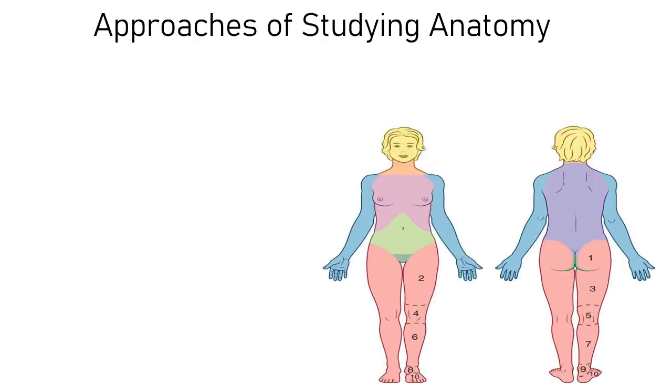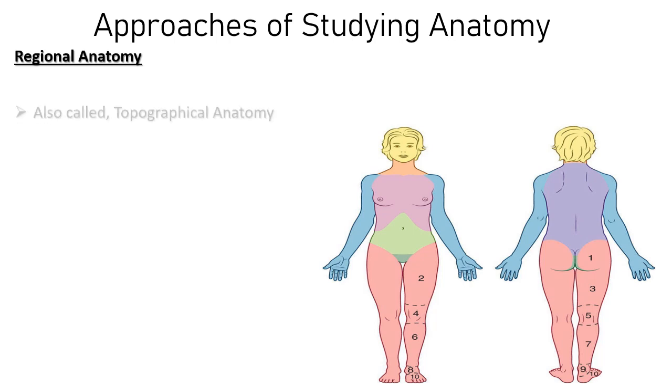So in this video I'm going to take you through anatomical terminologies, position and movements. So now let's look at some of the approaches of studying anatomy. As you know, anatomy is simply the study of the structure of the human body. There are three main approaches on how you can study anatomy, and these are regional anatomy, systemic anatomy and clinical anatomy. Let's start with regional anatomy.